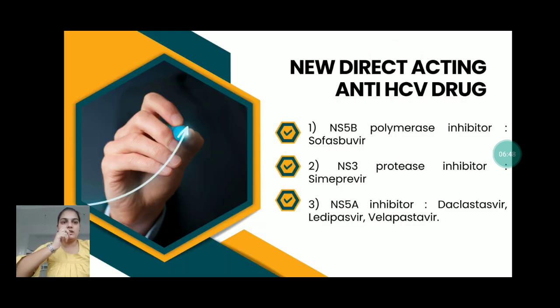The last but not the least, the newer acting drugs against hepatitis C virus. Hepatitis C virus infection is temporary in action, but it often causes chronic hepatitis. So we have new drugs acting against HCV. The first one is an NS5B polymerase inhibitor, the name of the drug is sofosbuvir. NS3 protease inhibitor, the name of the drug is simeprevir. And NS5A inhibitors, daclatasvir, ledipasvir, and velpatasvir.